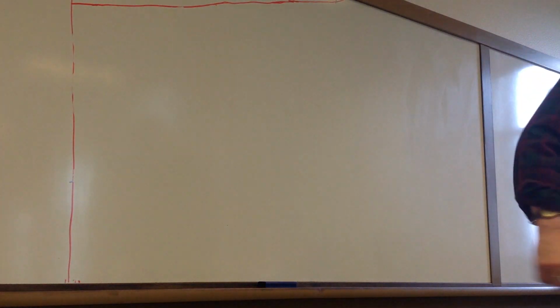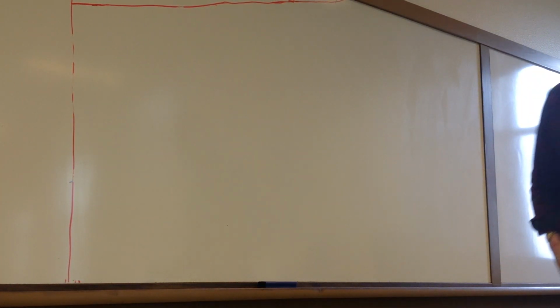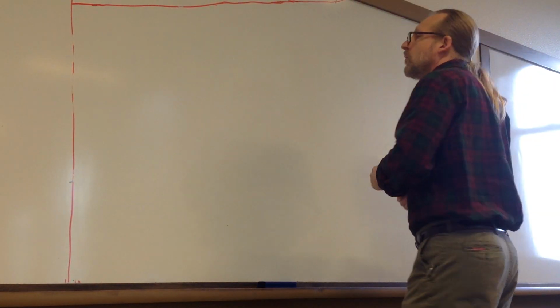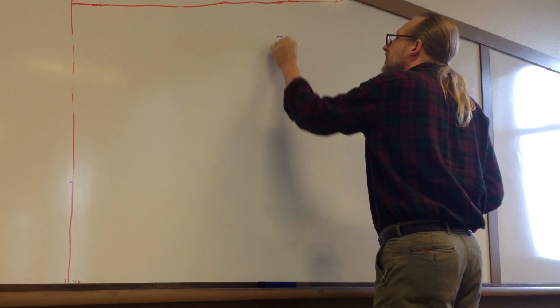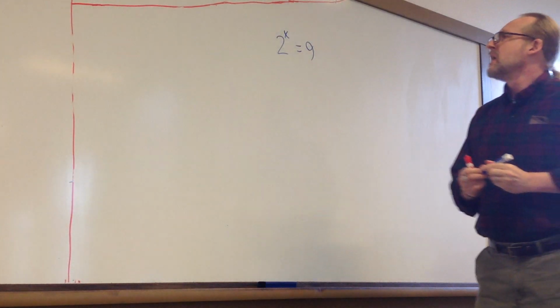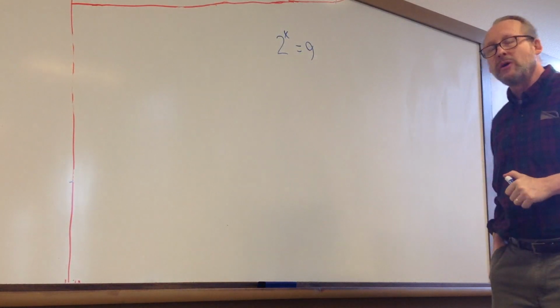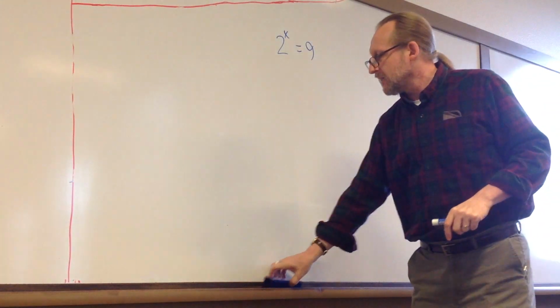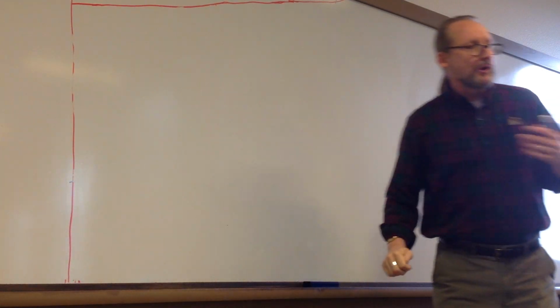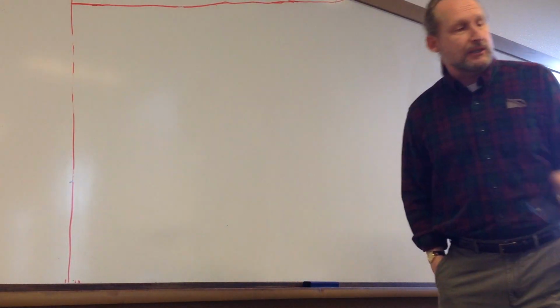This video is for section 3.3 in the textbook, and this is about solving equations that have variables in the exponents. So one of the equations we'll look at is something like 2 to the x power equals 9. So you can see we've got the variable up in the exponent, and the question is, how do we handle something like that?